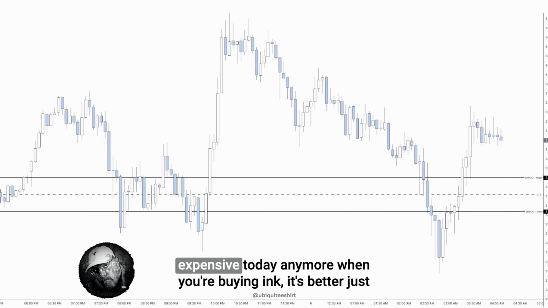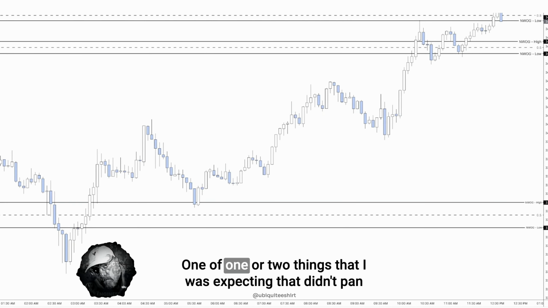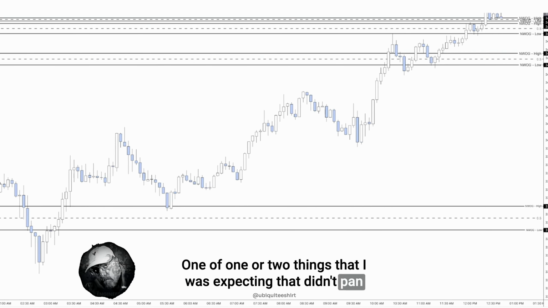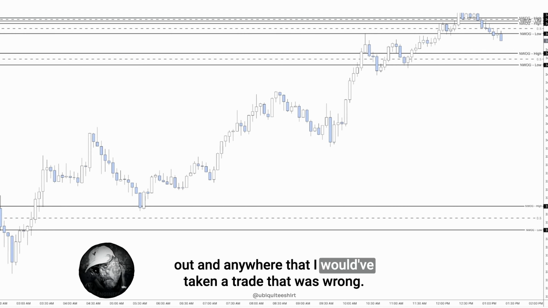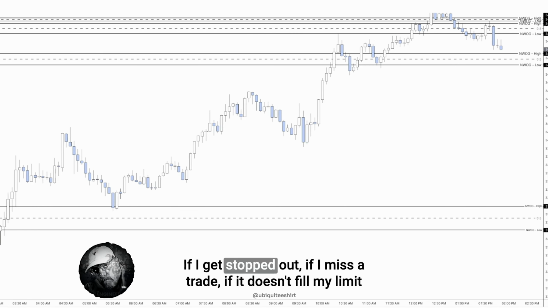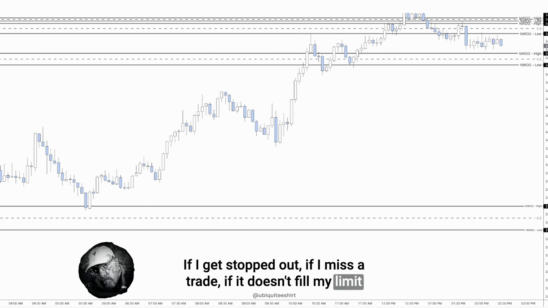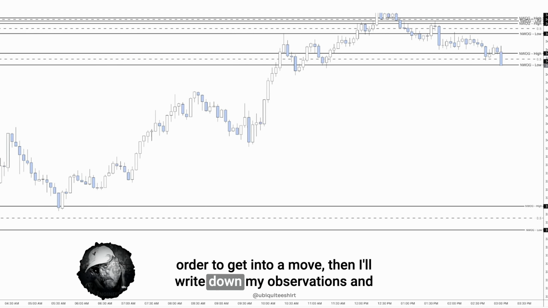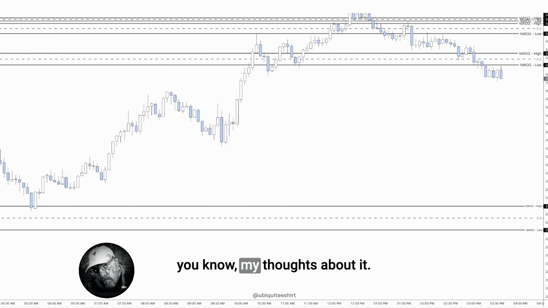But on the weekend, I'll print one chart out, and it's basically what I just shared with you. So what I do is I refer to that, and then I literally pencil in, not pen, pencil in things that I liked seeing about price action. One or two things that I was expecting that didn't pan out, and anywhere that I would have taken a trade that was wrong. If I get stopped out, if I miss a trade, if it doesn't fill my limit order to get into a move, then I'll write down my observations and my thoughts about it.